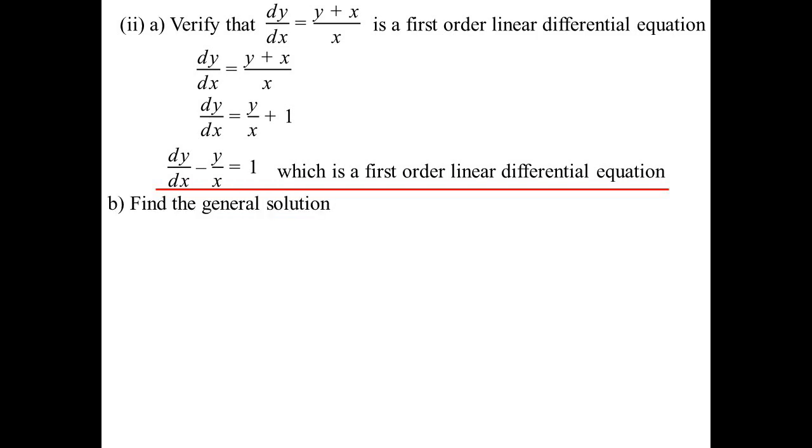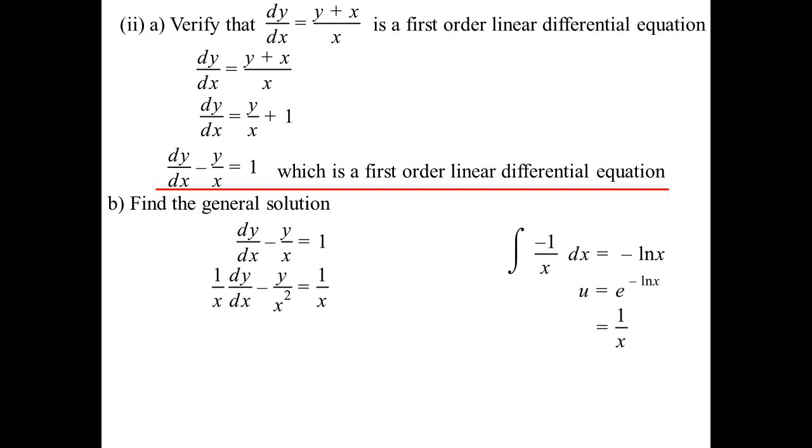So dy dx minus y on x is equal to 1. Work out the integrating factor. So the integral of minus 1 on x dx is minus log x. So I have e to the power of minus log x, which is the same as e to the power of log x to the minus 1. E to the log cancels, 1 on x. So I multiply everything by 1 on x. On the left-hand side, I've now created the product rule. So that would be d dx of y on x.